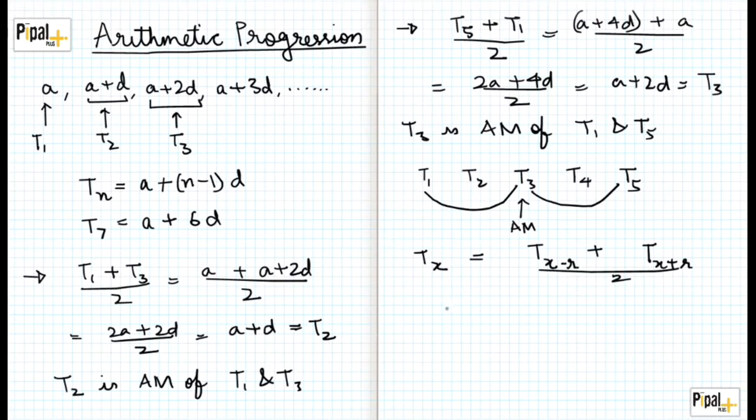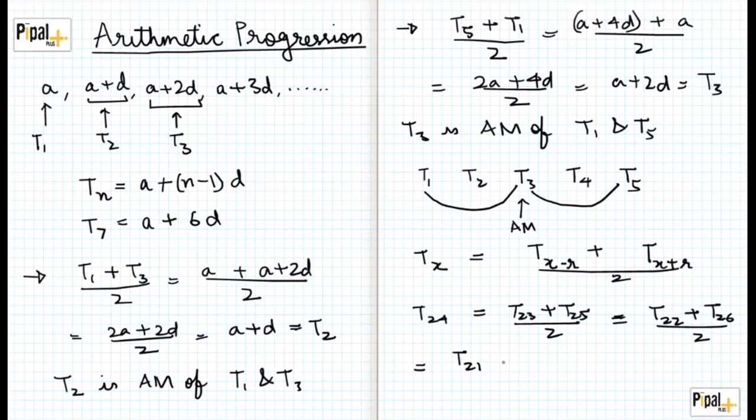To give you an example, the 24th term is going to be equal to the arithmetic mean of the 23rd and 25th term. It is also going to be equal to the arithmetic mean of the 22nd and 26th term. It is also going to be equal to the arithmetic mean of the 21st and 27th term, because T24, the 24th term, is equidistant from the 23rd and 25th. It is equidistant from the 22nd and 26th, and it is equidistant from the 21st and the 27th term.